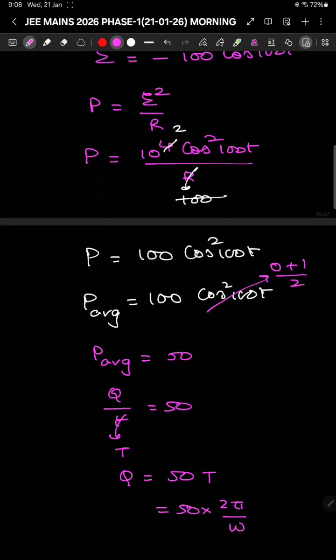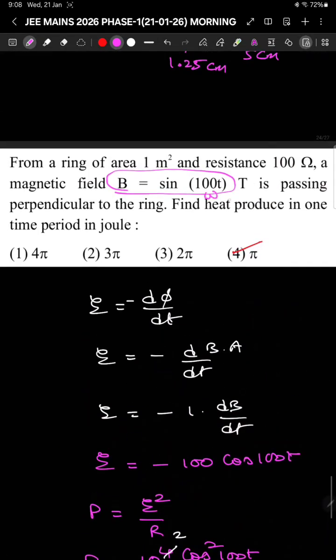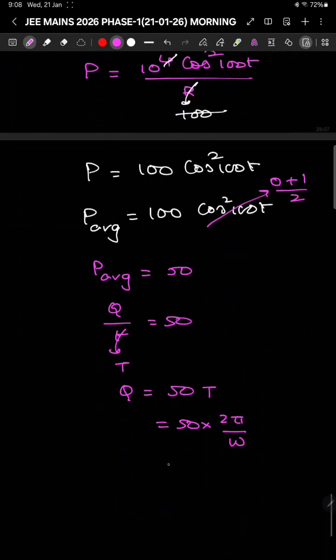So in this question omega was given. This is omega t. So omega is given as 100. So simplify this: 100 pi by 100. You will get pi joules.